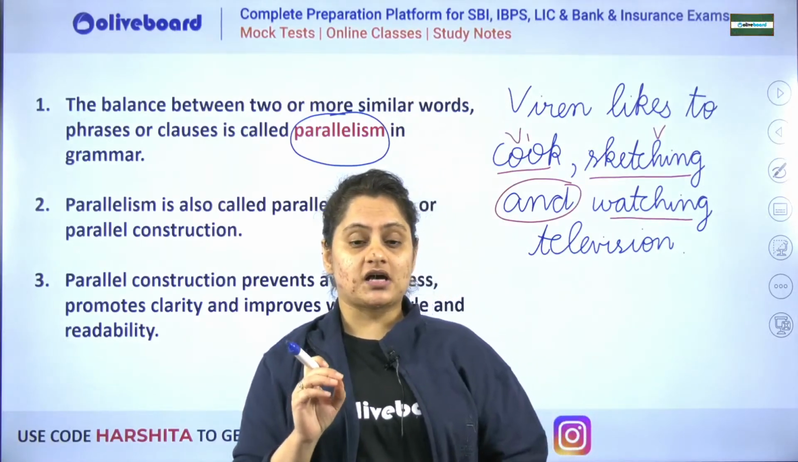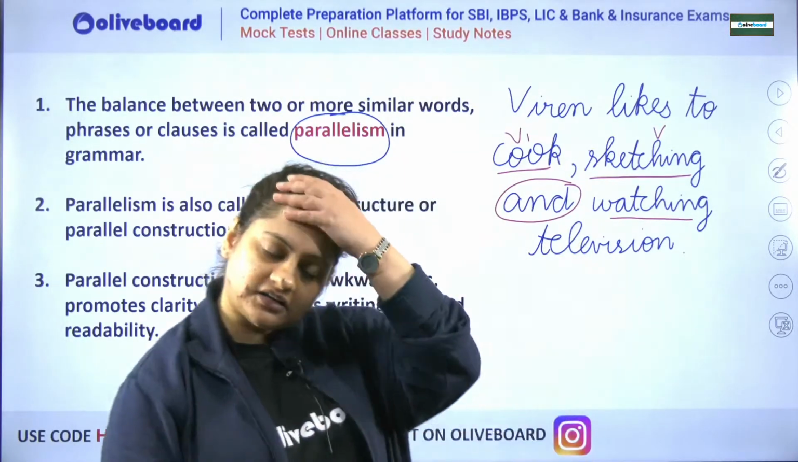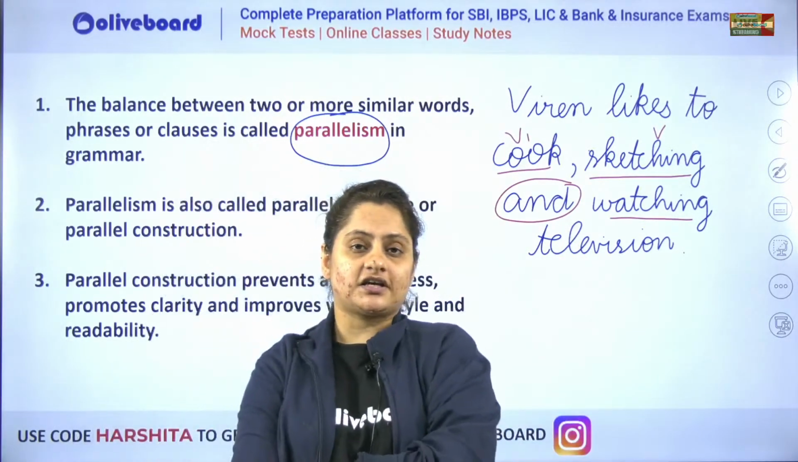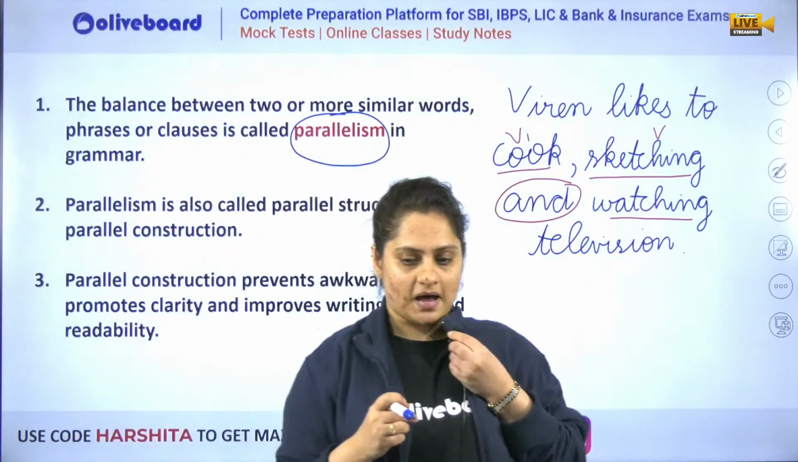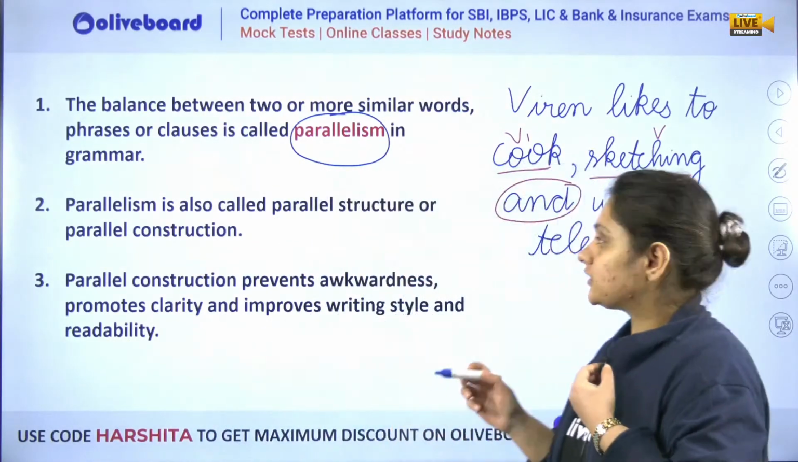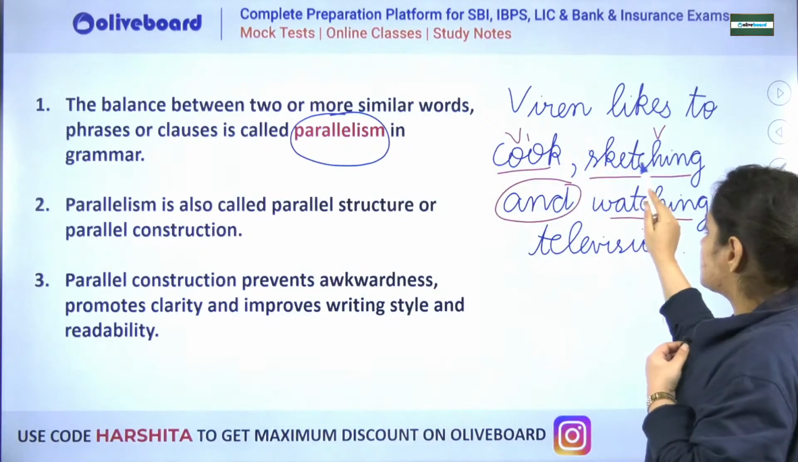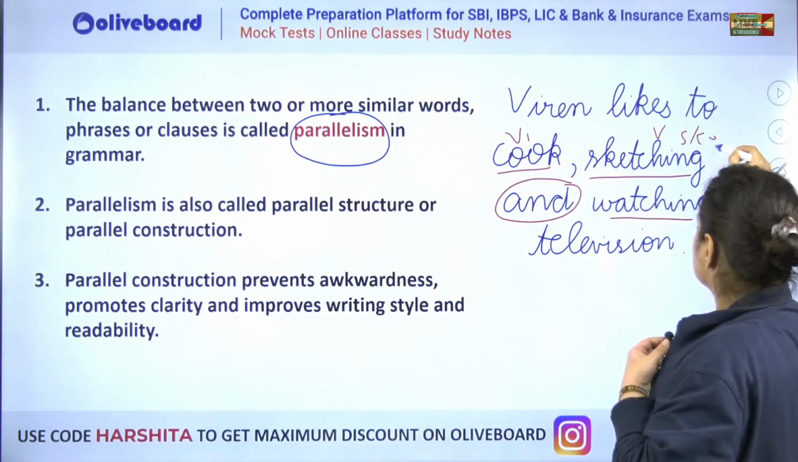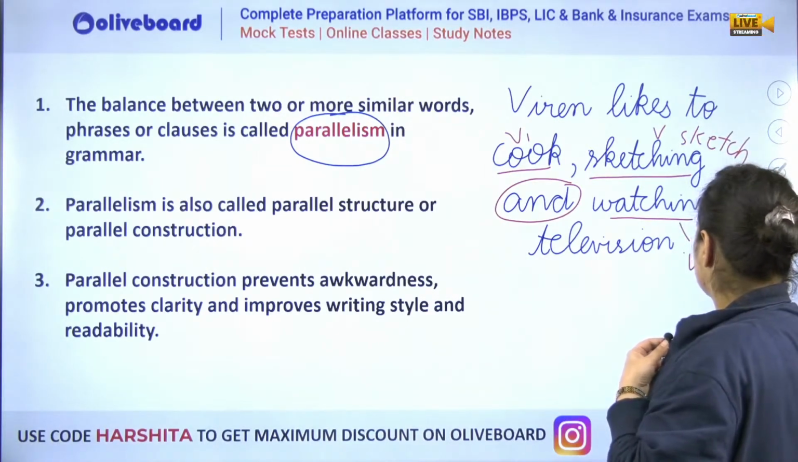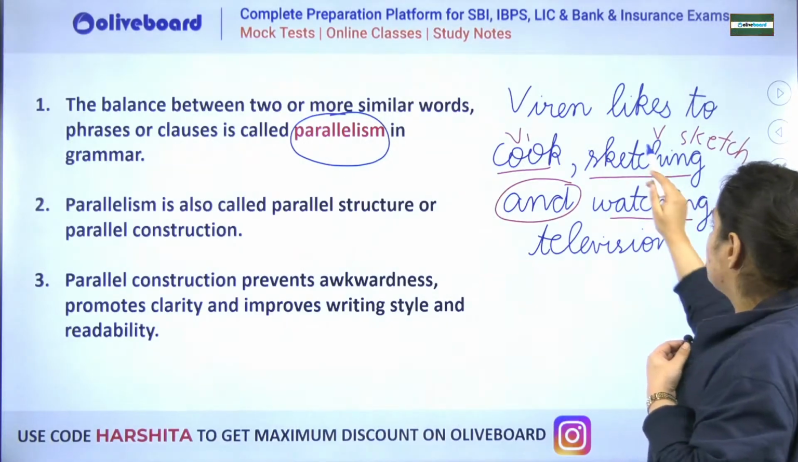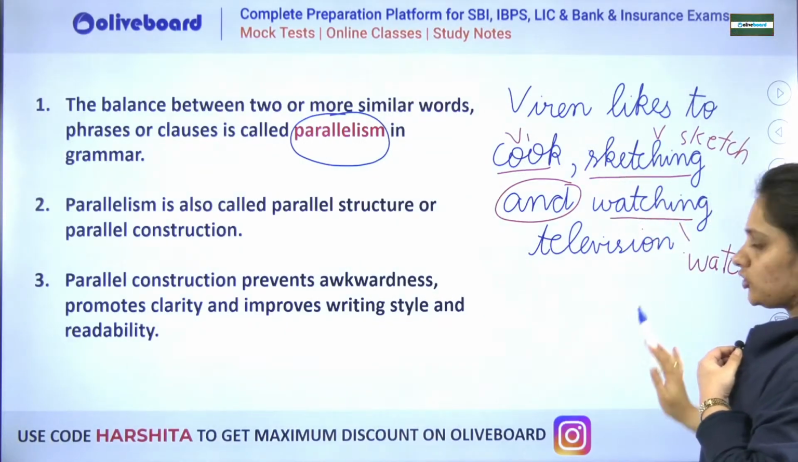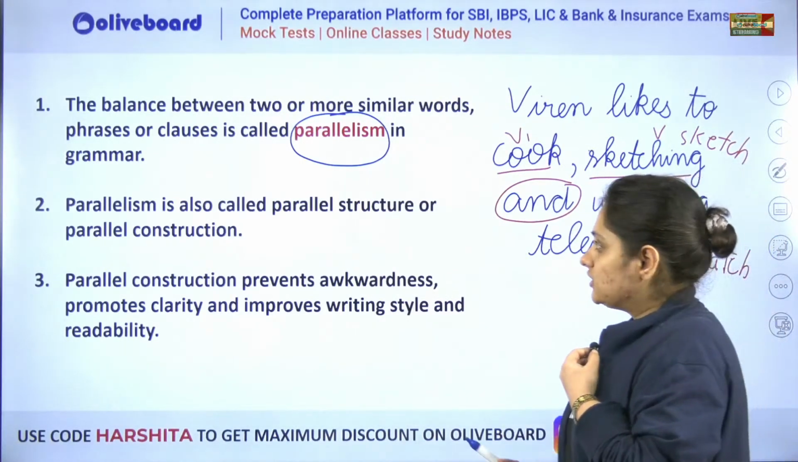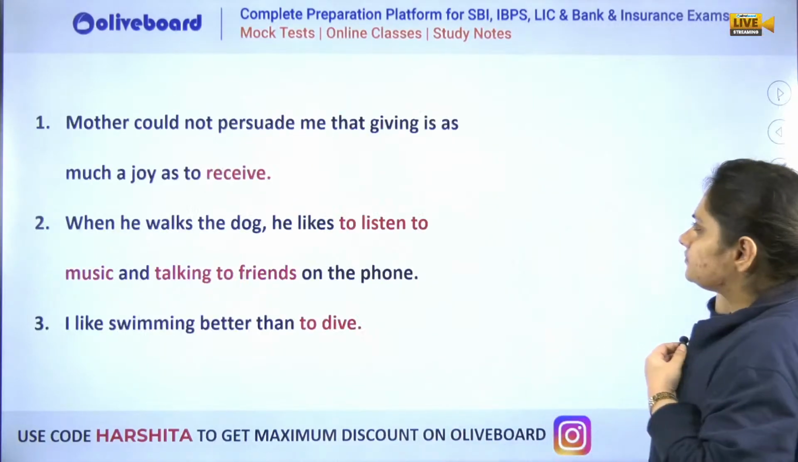So we have to check this. How will you correct it? Guys, two ways of correcting it. All the words in the sentence should be in the same structure. Parallel rule. So how will you correct it? Viren likes to cook, sketch and watch. Okay. So either you will say cook, sketch and watch television. Or you can just simply say Viren likes cooking, sketching and watching television. Okay. So this is the rule of parallelism.